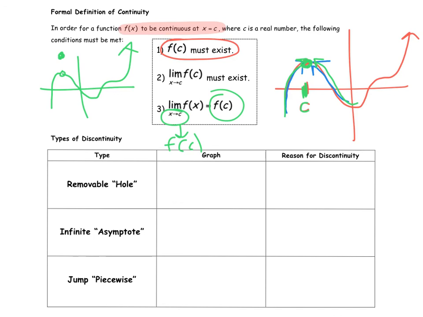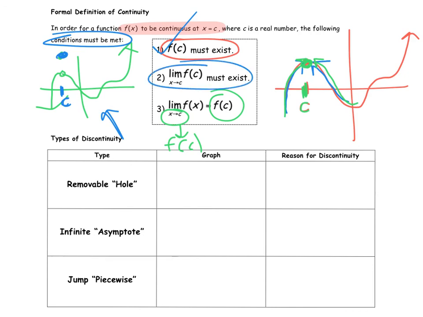And there we go. There's our graph. So f of c must exist. Well, let's see. Again, here is c. All of these limits have to be met, by the way. All of them. Not just one, not just two, all of them. Okay, so in this situation that I drew, f of c does exist. There's a point right here. All right, so we can check that off.